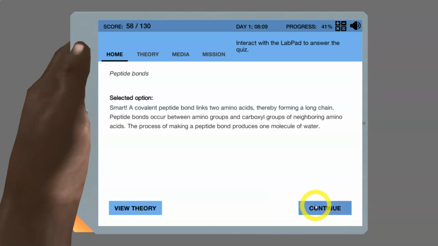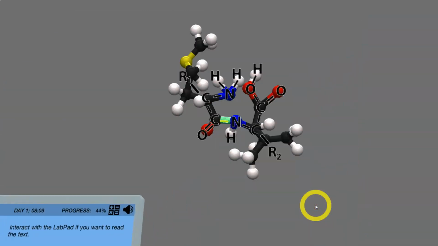A covalent peptide bond links 2 amino acids, thereby forming a long chain. Peptide bonds occur between amino groups and carboxyl groups of neighboring amino acids. The process of making a peptide bond produces one molecule of water. An amino acid molecule consists of 3 main components: a carboxyl group, an amino group and a side chain symbolized with an R. A peptide bond occurs between the amino and carboxyl groups of neighboring amino acids.